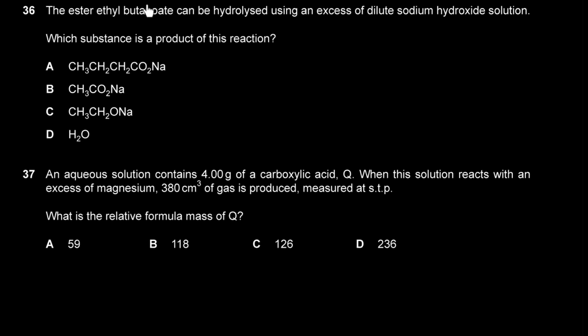The ester ethyl butanoate can be hydrolyzed using an excess of dilute sodium hydroxide solution. Which substance is a product of this reaction?